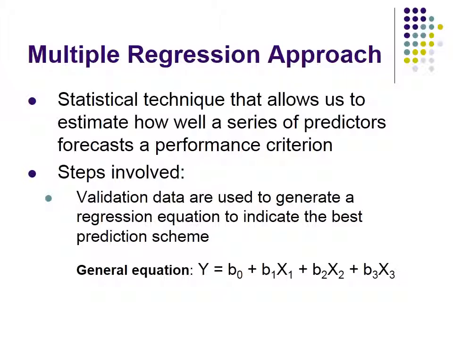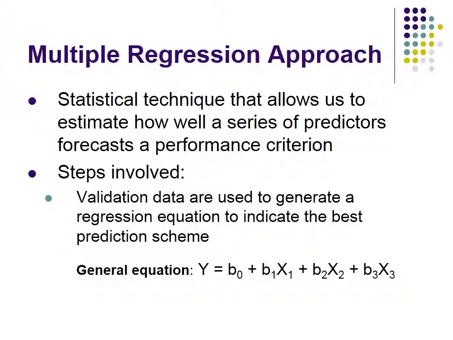So this is when we're using those validation studies that we've already conducted to actually create a prediction model based on that set of selectors. The steps involved are, you have to have a validated study. You use that validation data to generate a regression equation to predict each person's performance. Now this is a compensatory model.